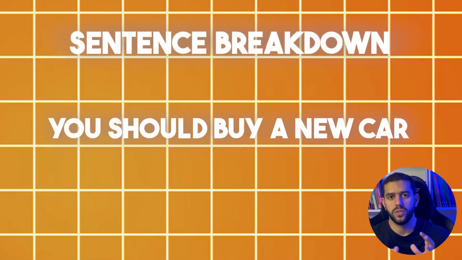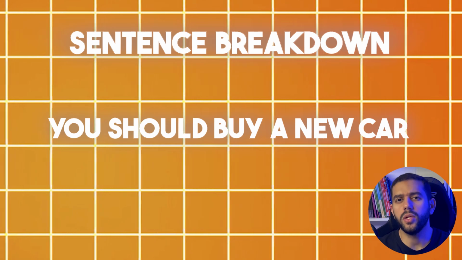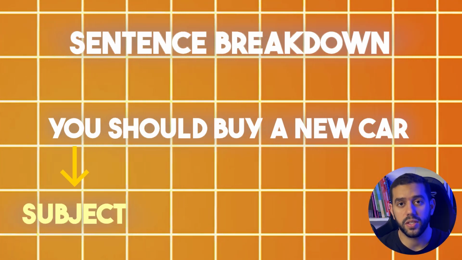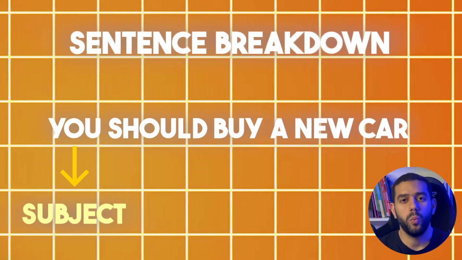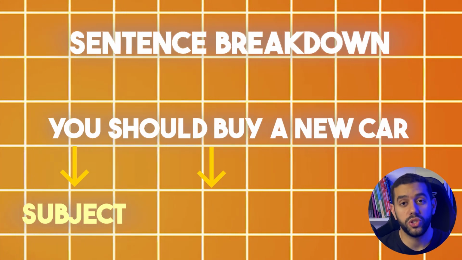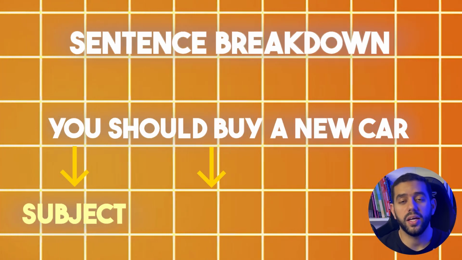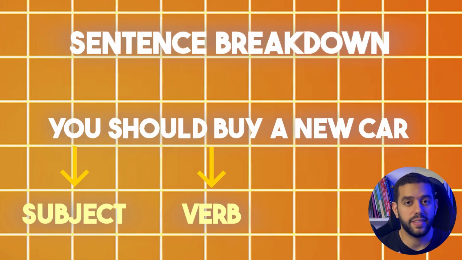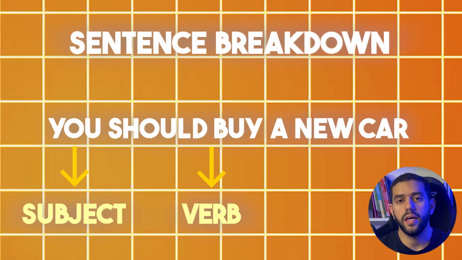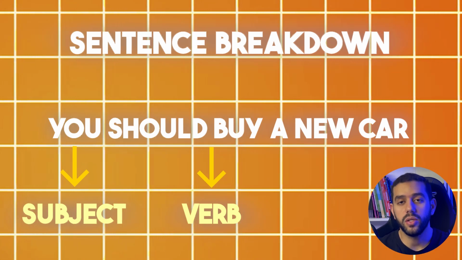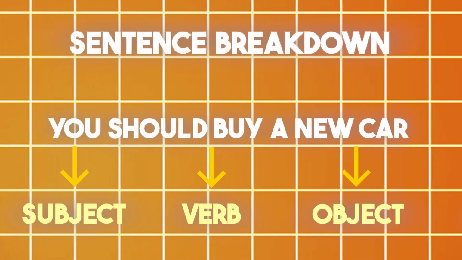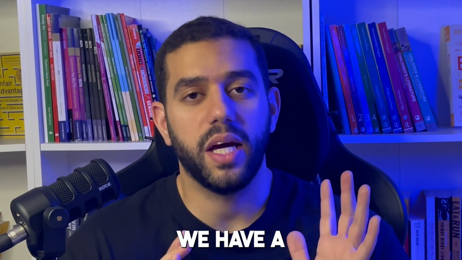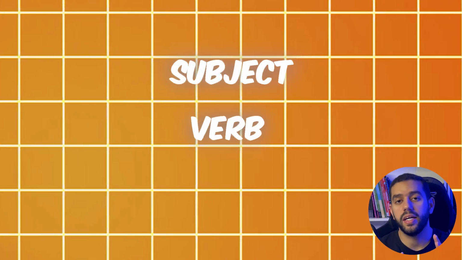In this sentence, who should buy a new car? You. So you is the subject. The second question, what should you do? You should buy. Should buy is the verb in this sentence, is the action. So you is the subject, should buy is the verb, and new car is the object, the receiver of the action. So in every sentence we have a subject, a verb, and an object.